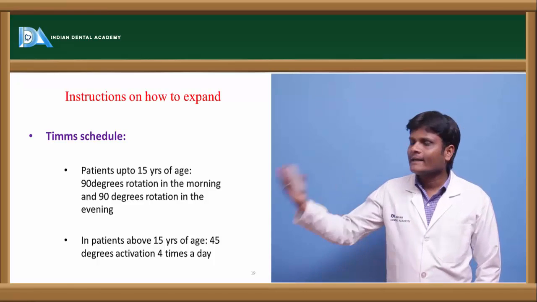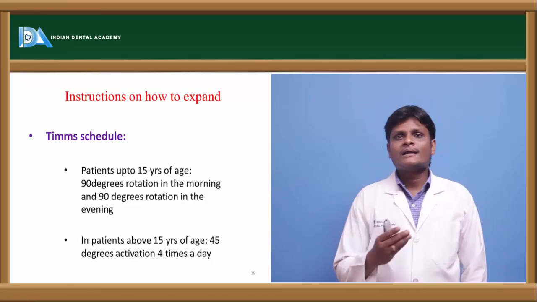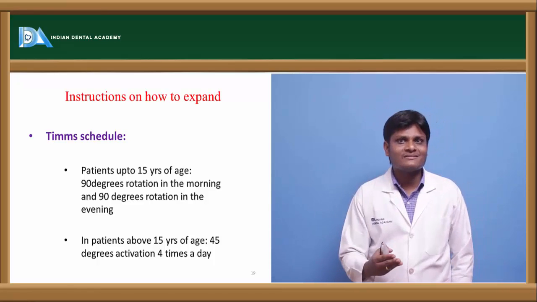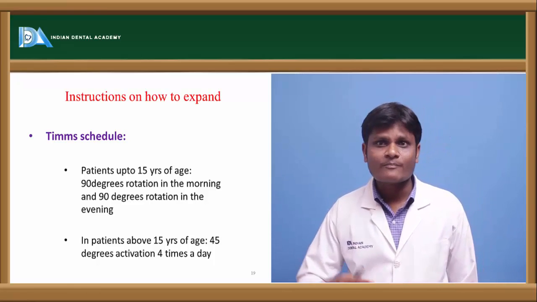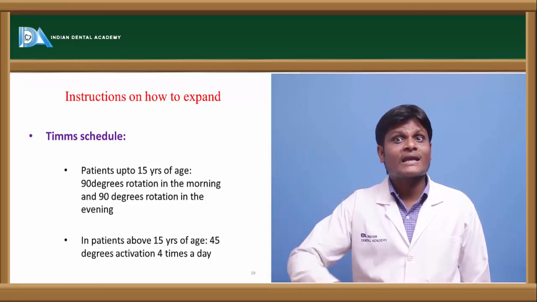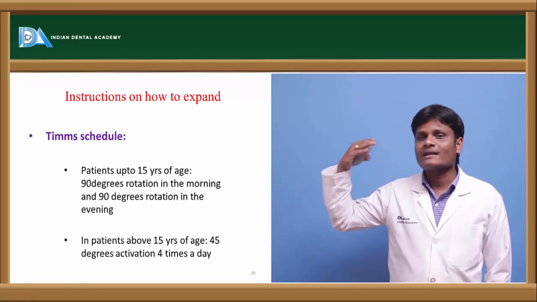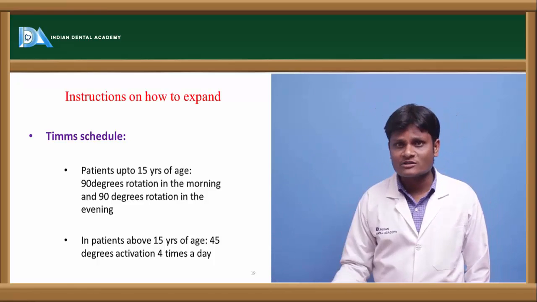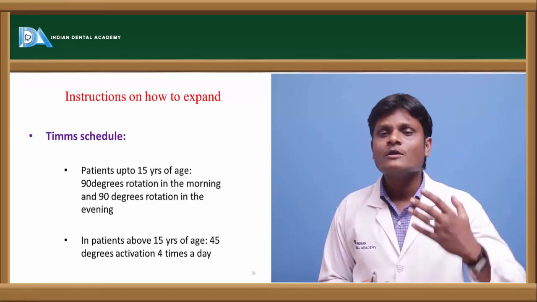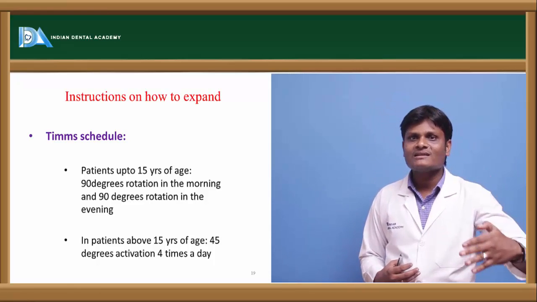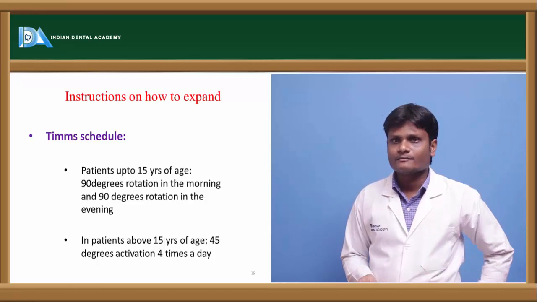Why? Because in a younger individual, the sutures will yield easily, whereas in elderly patients, the sutures will not yield that easily, so the concentration of stress will lead to much discomfort to the patient. That is why when the patient is younger, we can activate much more, like 90 degrees in the morning and 90 degrees in the evening. Whereas when the patient is an adult where the sutures are already ossified, more stress concentration in the sutures will cause much discomfort and pain to the patient. So we have to go for activation of 45 degrees, 4 times divided in a day.